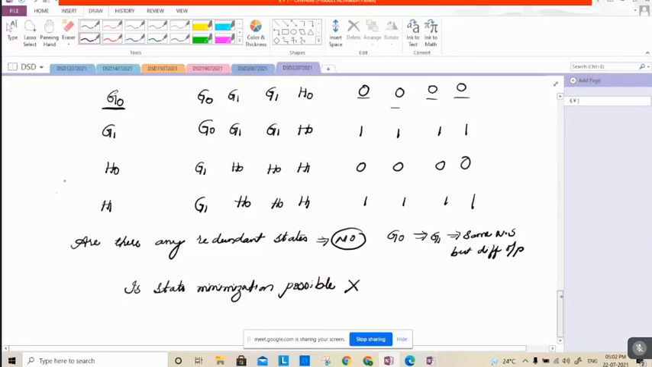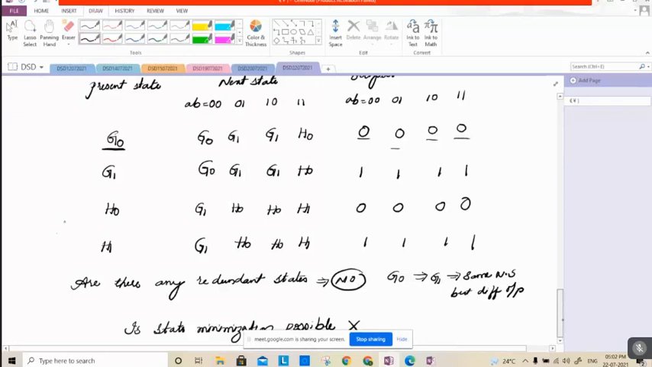Is it clear about state redundancy in this state transition table? Yes, sir. Redundant states are those with the same next state and the same output. Only when both match do we call those states redundant. So the same next states are here.